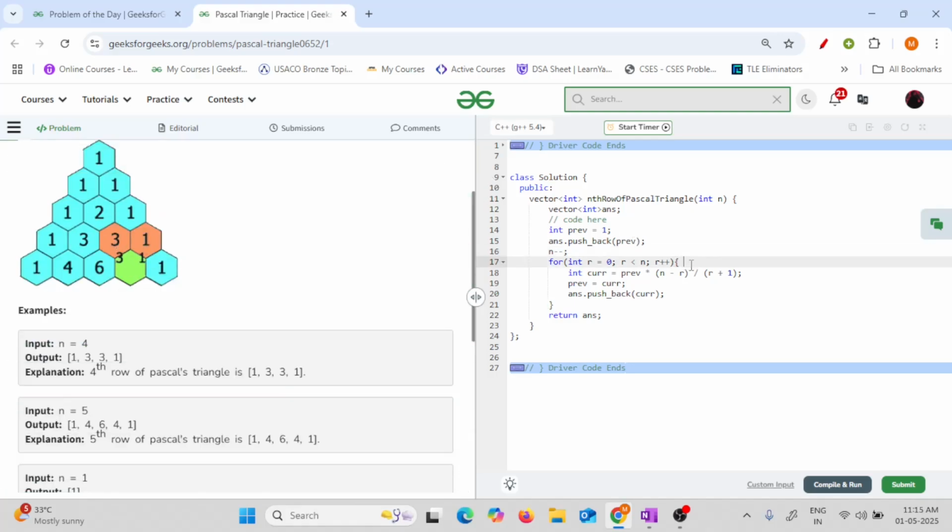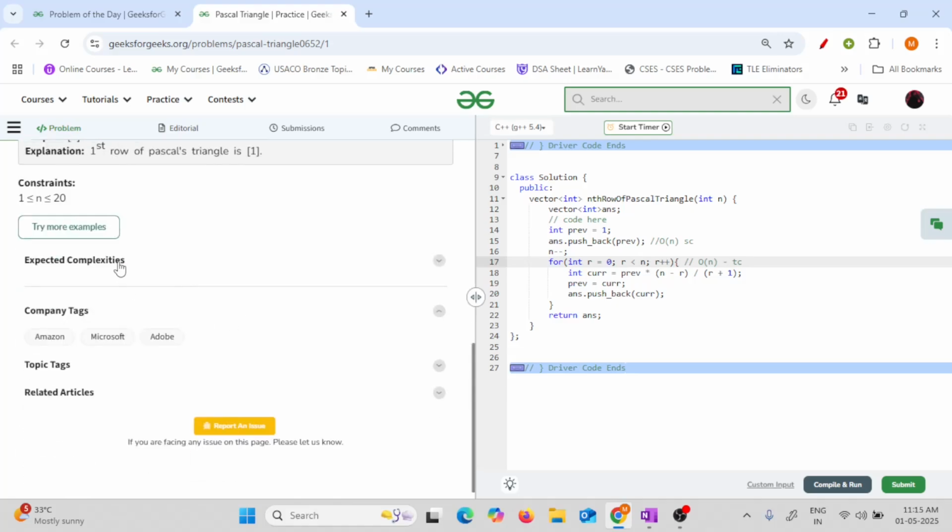So what is the time complexity of this problem? It's running in big O of n time. And what is the space complexity? We are just taking a single array to store the answer. So the overall time complexity is big O of n and the space complexity is big O of n, which meets our expected complexities.